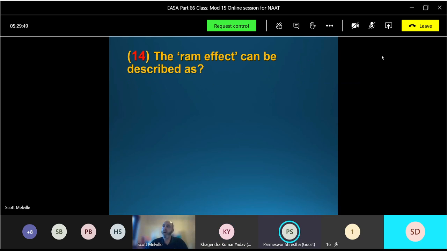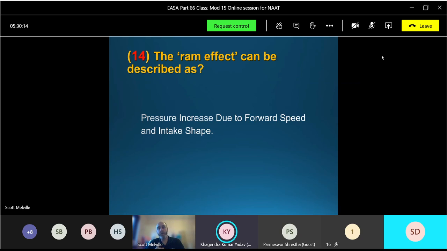The ram effect can be described as, what is ram effect? The forward aircraft speed. Yeah, so catching the air, and the faster the aircraft's going, the more air is getting scooped up, rammed into the intake. So in other words, the pressure increase due to forward speed and intake shape. The faster the aircraft's going, the more ram air is putting in there. If we get more ram air in there, we're going to add more fuel as well. And we'll look at that as we cover the fuel system later on. Good.